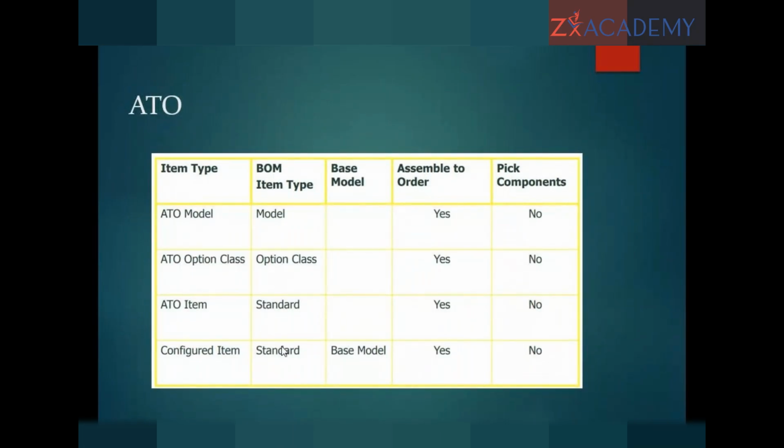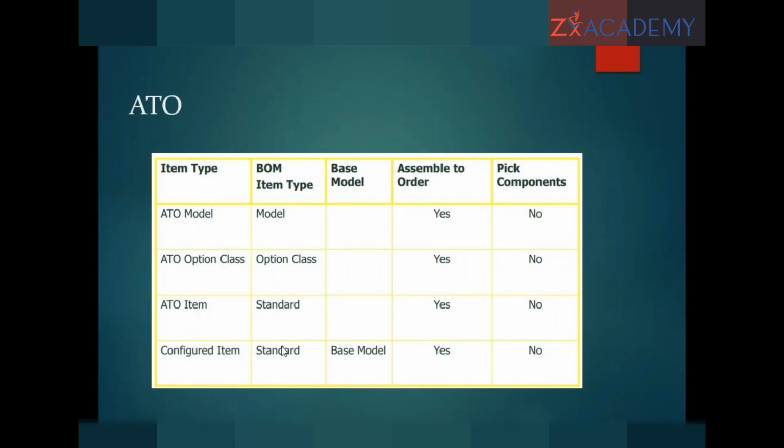Okay, BOM item types. We have a model, option class, and a standard item. The base model is the base model. Okay, configure that. So this is the key. These attributes I can get from the MTL system item table, right?